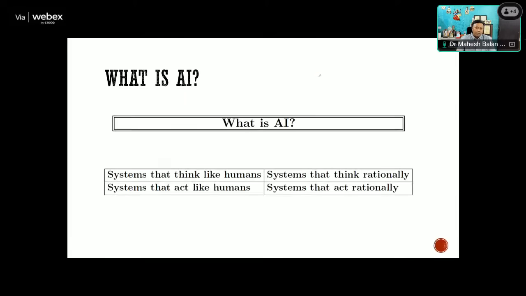So the formal textbook definition of AI is something like systems that think like humans and think rationally, also systems that act like humans and act rationally, because thinking and acting can sometimes be a little bit different. So that's the textbook definition of AI.